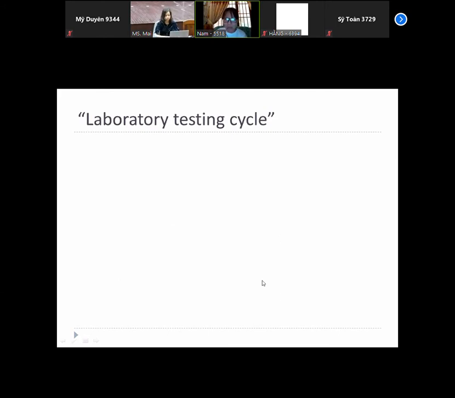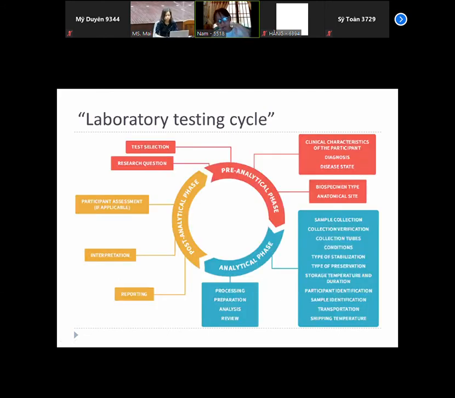And the last is the post-analytical phase. In this phase, it is for results transmission, interpretation, follow up, and retest for the exact results.